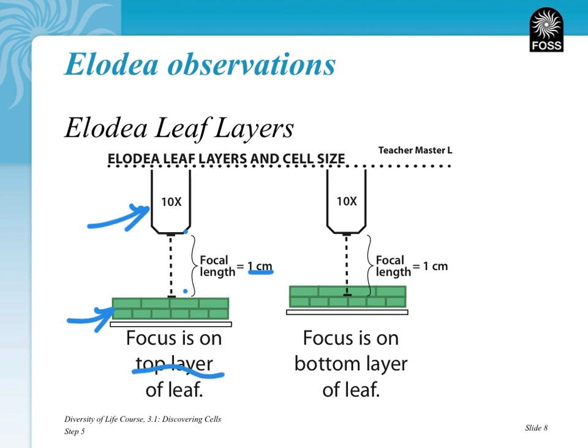Then you're going to move the fine focus so that the lens and the stage come up closer together, and that will focus on the bottom layer of the leaf. So as you can see, there's only 2 layers of this leaf. It's unique in that way that it has a bottom and it has a top.